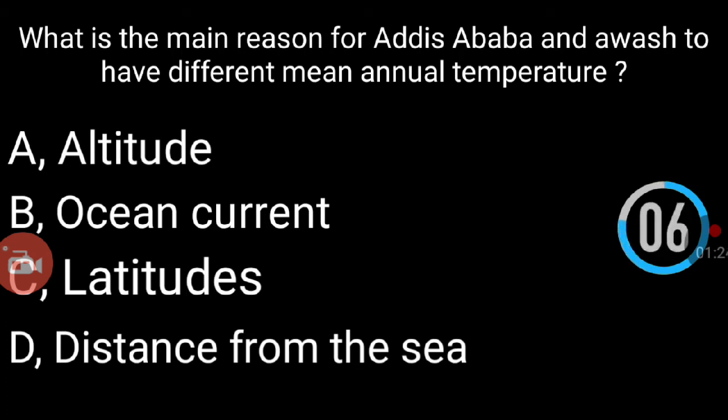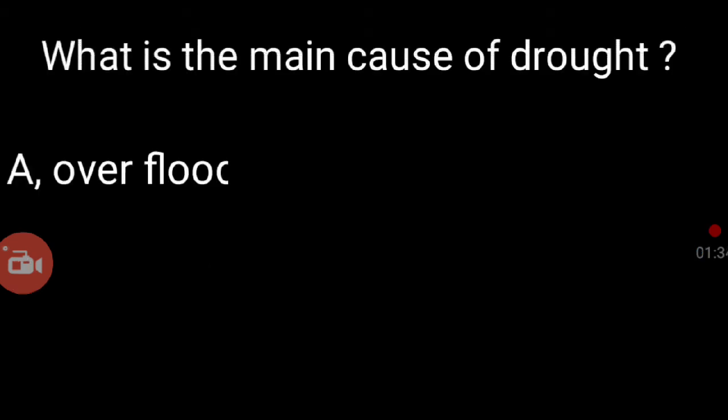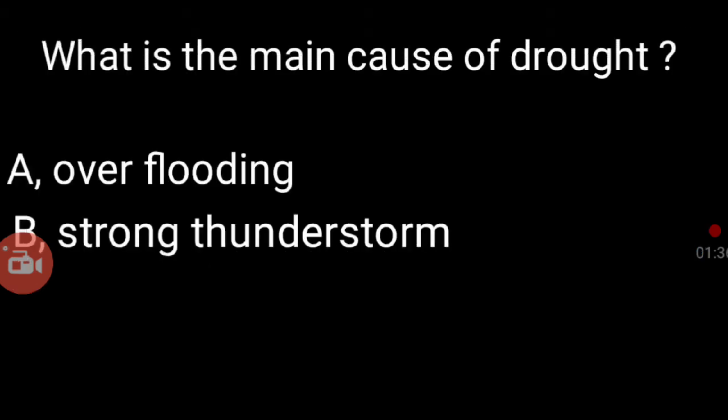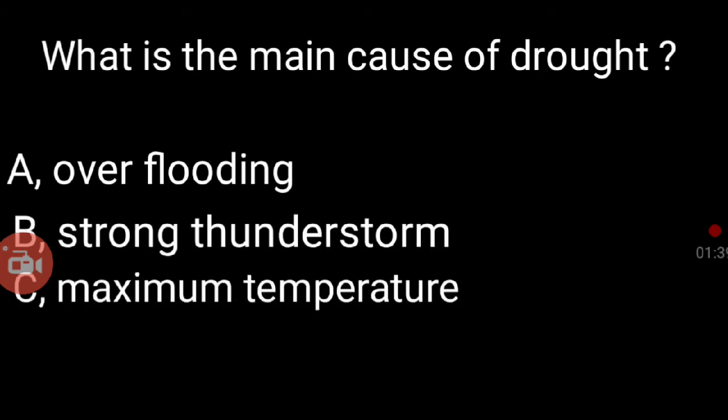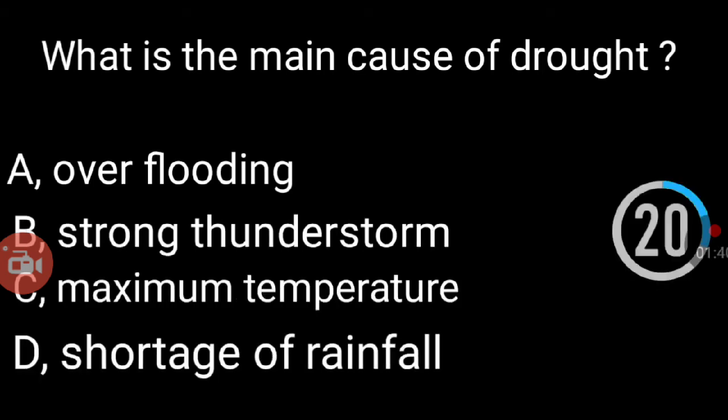A. Altitude. What is the main cause of drought? Overflowing, strong thunderstorm, maximum temperature, shortage of rainfall.